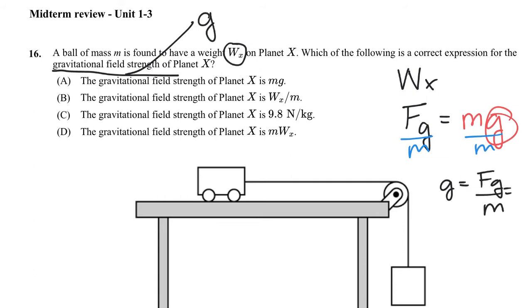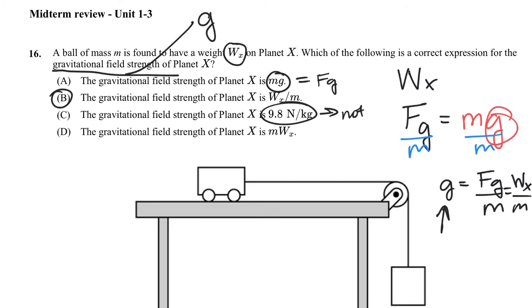And let's change the notation to how the question asks us. So Wx over m. Therefore, my answer is B. The gravitational field strength, which is g, of planet X is Wx over m. We know that it's not mg, because remember, mg would equal force of gravity. We know that it's not 9.8, because this is not Earth. Planet X can have any sort of gravity that it wants. It does not have to be 9.8, unless it's on Earth.